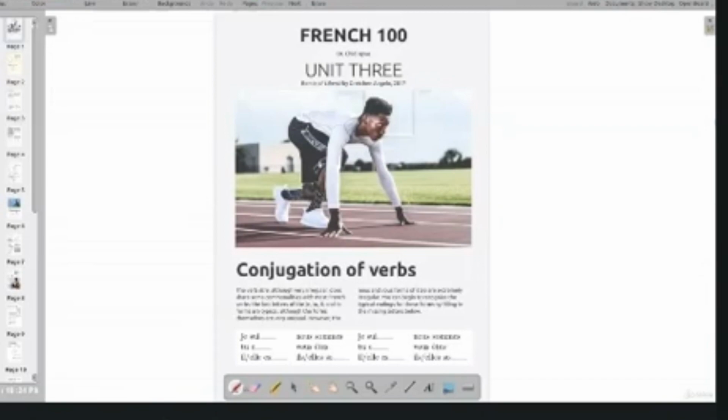In this particular lesson, just like we have done in the previous units, we're going to take a look at the learning objectives of Unit 3. Just like the two previous units, Unit 3 also has grammar, culture, and communication learning objectives. So let's begin with grammar.